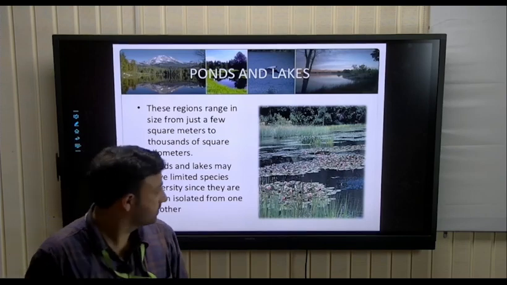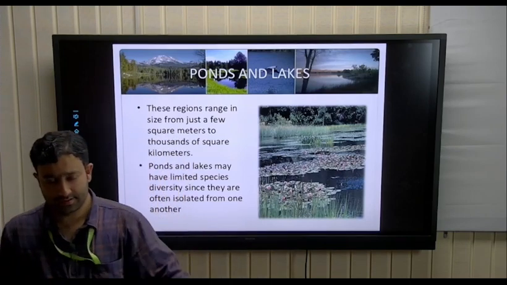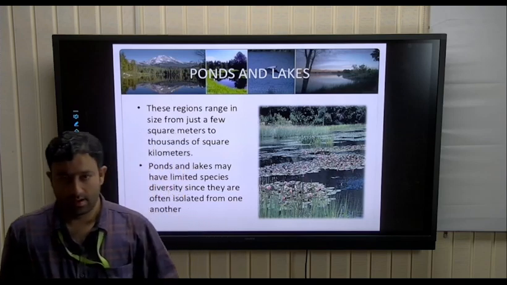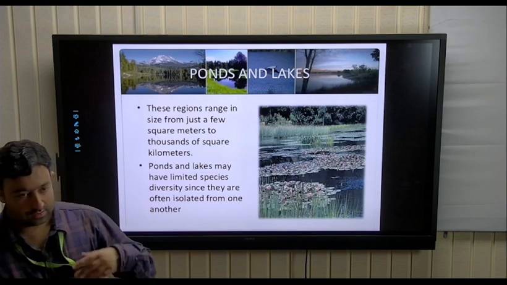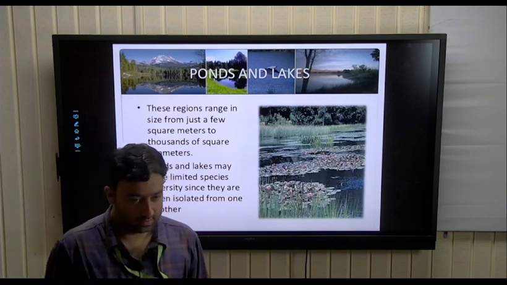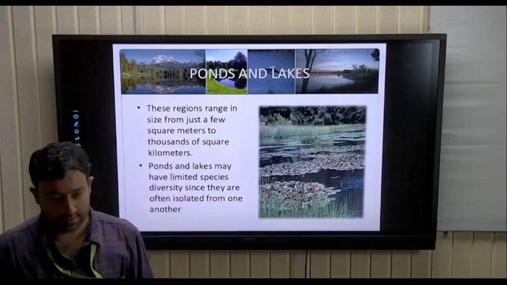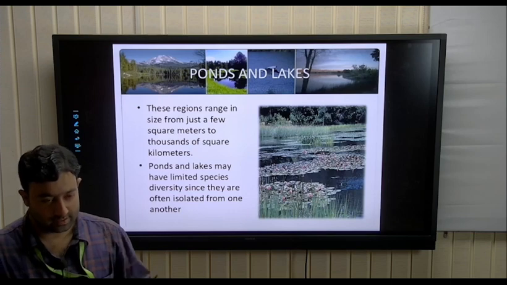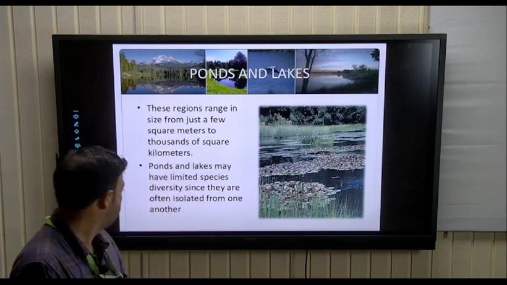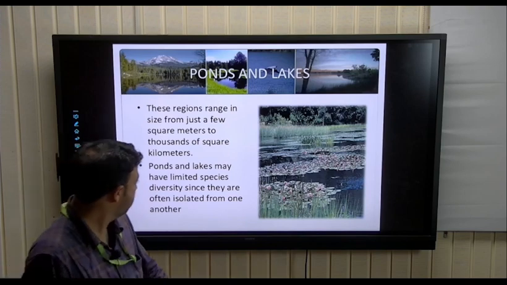Ponds and lakes. These range in size from a few square kilometers to thousands of square kilometers, and there is a diversity of organisms present in them, whether they are lakes or ponds, and they are often isolated from each other.